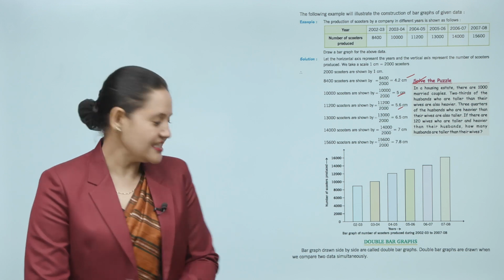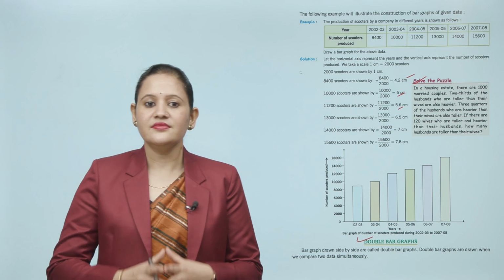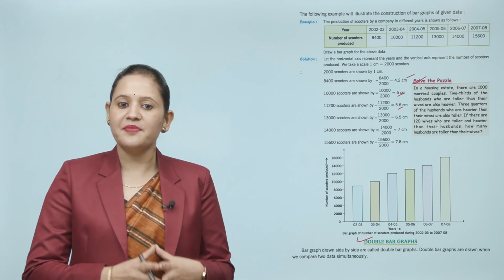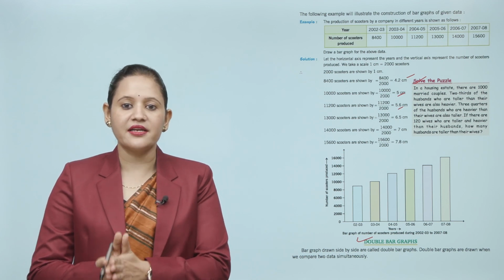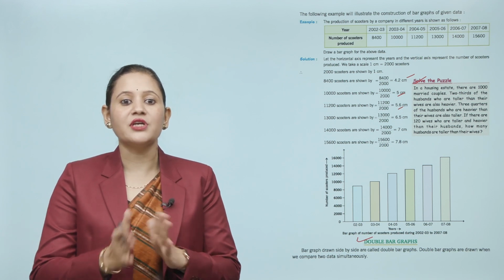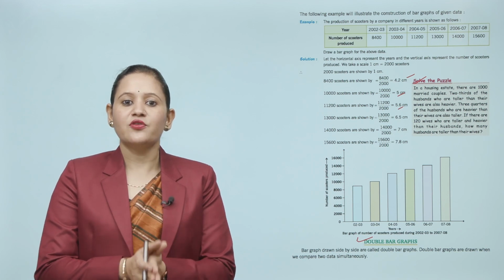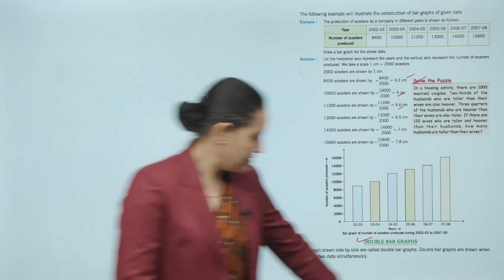Okay. Next is the double bar graph. Bar graphs drawn side by side are called double bar graphs. Double bar graphs are drawn when we compare two data sets simultaneously. Means दो डेटा को हम एक साथ कंपेयर करते हैं तो we'll draw a double bar graph.